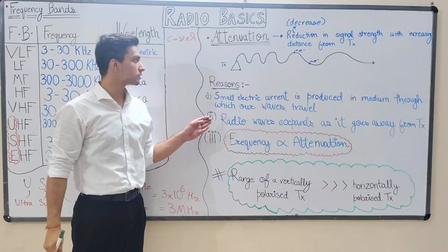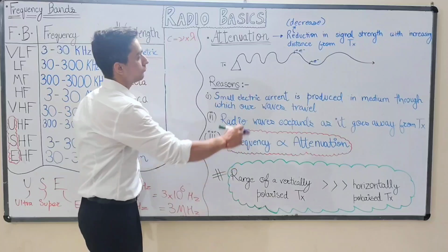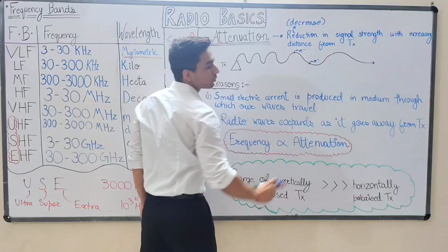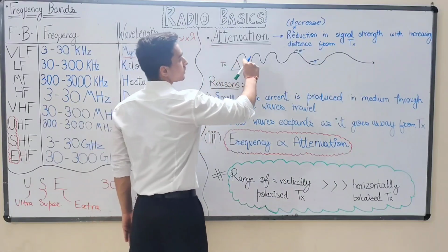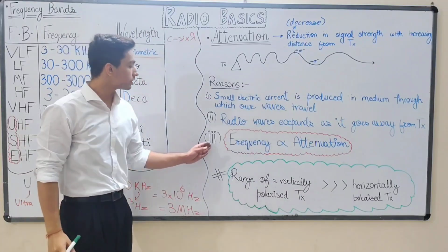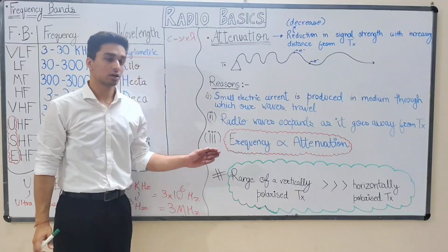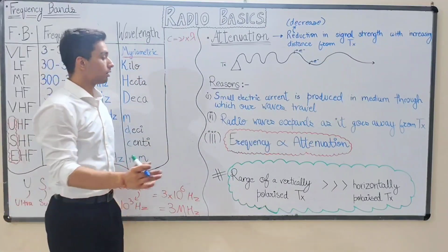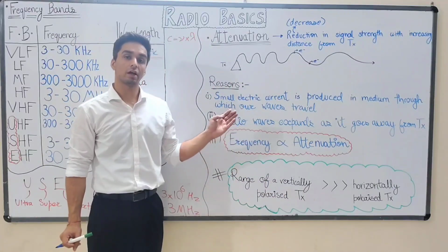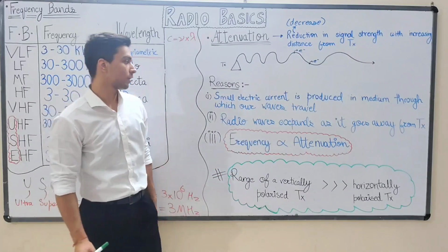Moving on to second reason why attenuation occurs is radio waves expand. I have drawn this diagram showing the radio wave expands as it goes away from transmitter. Radio waves expand as they go away from transmitter. Third reason why attenuation occurs is, or the relation between frequency and attenuation is that these both are directly proportional. It means if frequency is high, it will be attenuated more.